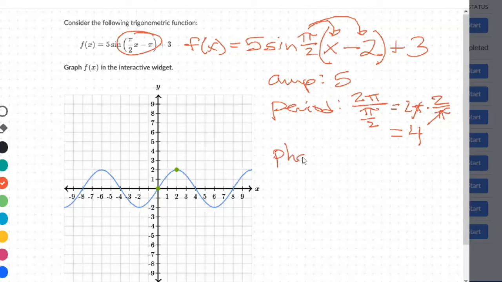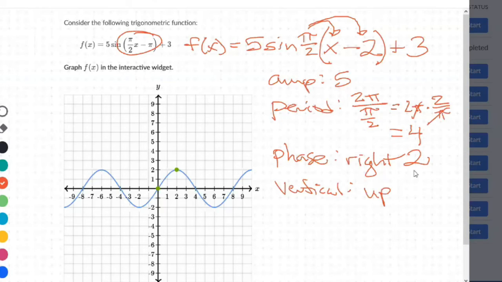Phase shift. Now that I've written it correctly, all I have to do is look at this number, and it's gone right, because once again it lies to me. So it looks like a -2, but horizontal lies. So it goes right 2, and then the vertical shift is up 3. Things outside the function don't lie. So then I've moved up 3.